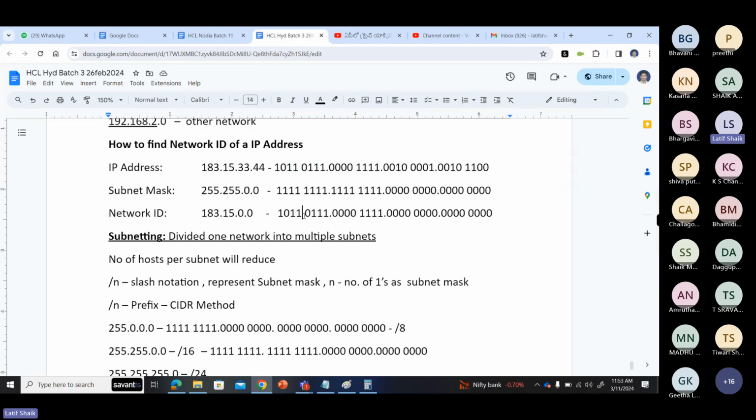So this is our network ID. You have the IP address, you have the subnet mask, and now the network ID. How do we calculate the network ID? We convert our IP address and subnet mask into binary format, and we get the network ID. Guys, understand how the system will calculate our network ID. If two or more systems have the same network ID, they will communicate with each other.